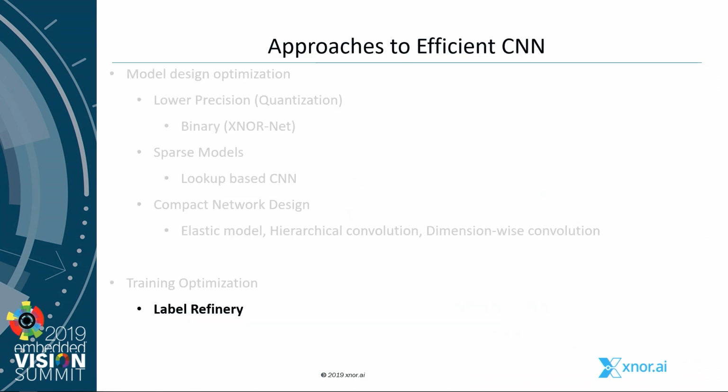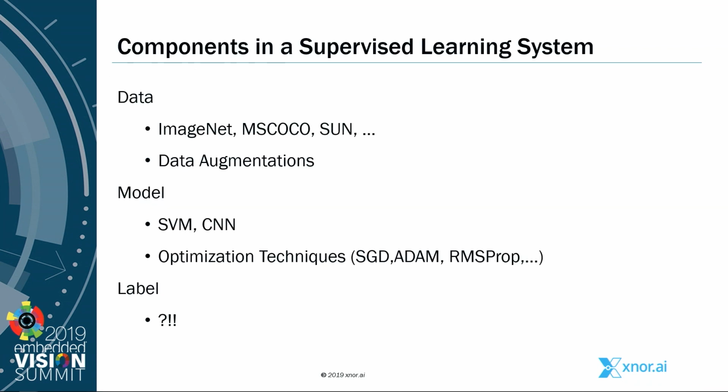Now that we have talked about all the model design optimization, we care about accuracy. I just mentioned accuracy is also important. We are crippling these models to make them more efficient, but we want them to be more accurate. So there has to be other training optimization for these models to be more accurate. Let's discuss the training. In order to understand that, we need to know the elements of a supervised learning model. The three elements are data, model, and labels.